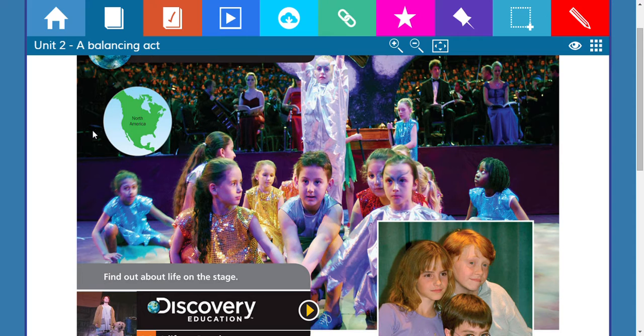It's a map. Where is this map? North America. Perfect. What's happening in the big picture? Okay, there are some kids. Musicians. Yes, you're right. Could be a play. It's a possibility. Could be a dance. It's another possibility.